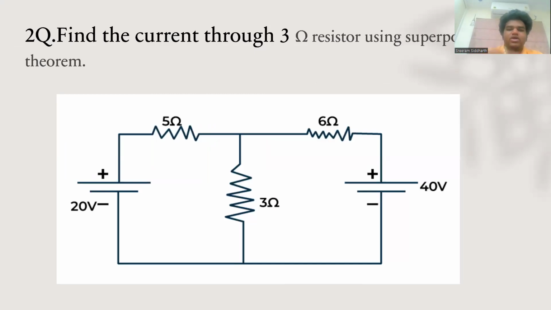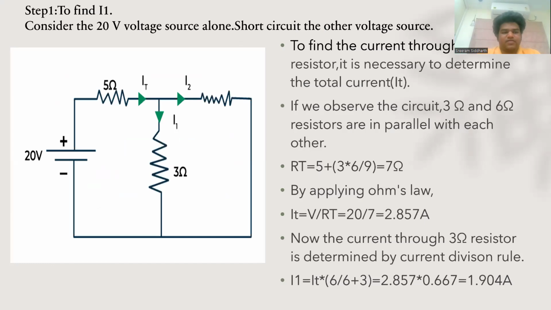We need to find the current through the 3 ohm resistor using the superposition theorem in the circuit. First of all, let's consider the 20 volts source to find the I1 current. I'm using the 20 volts source, and the other voltage source I'm short circuiting. After short circuiting, this is the open circuit.